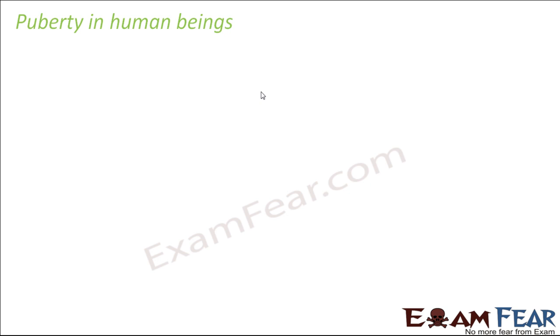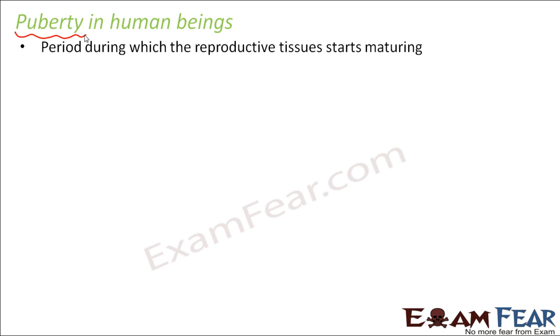Now we are going to talk about puberty in human beings. You might be wondering, what is this new term, puberty? When I talk about adolescence, it is that phase where a person is trying to enter adulthood. It is the transition phase between childhood and adulthood. During adolescence, when a person is 11 to 19 years old, a lot of changes take place in a person, whether male or female. These changes are termed puberty. Puberty is often used as a synonym of adolescence, but puberty actually means the process of these changes which take place during adolescence. It is a period during which the reproductive tissues start maturing.